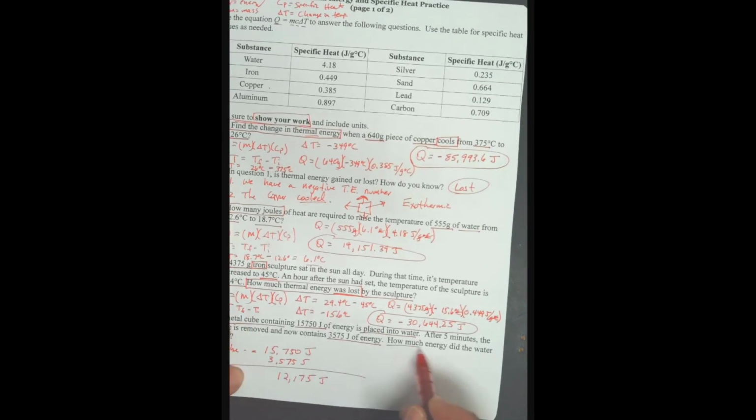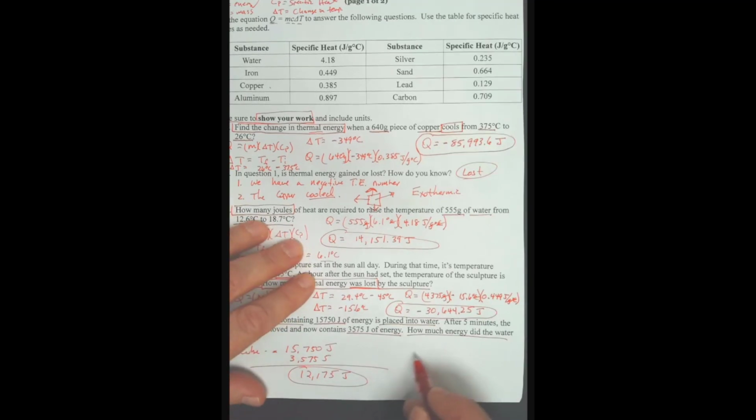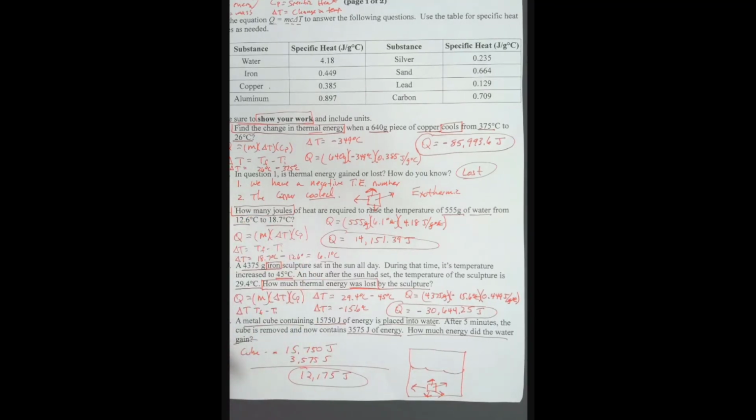Now, the question is, how much energy did the water gain? Well, if the cube lost this much energy and it was sitting in the water, guess how much energy the water gained? It gained 12,175 joules. So this is not trying to trick you. It's just helping you realize that if one substance loses energy, that energy has to go somewhere. And if you draw the picture, here's a beaker with some water in it, and here's a cube that has X amount of energy. So you have all of this energy that leaves. Where does it go? That energy goes into the water.